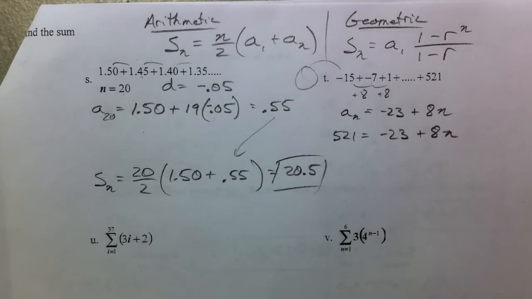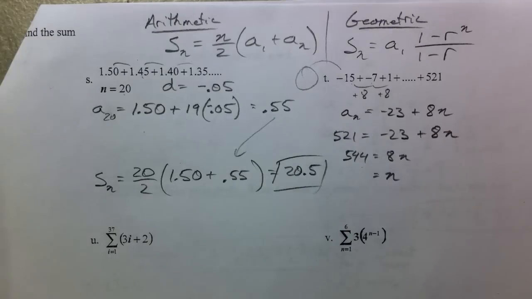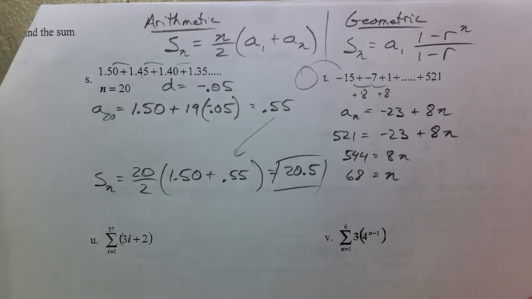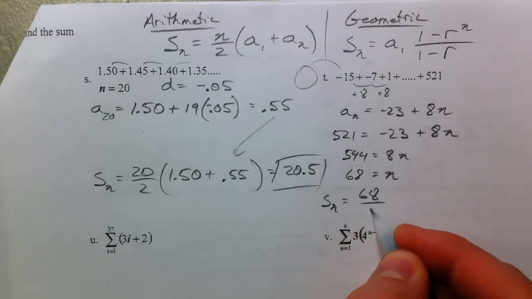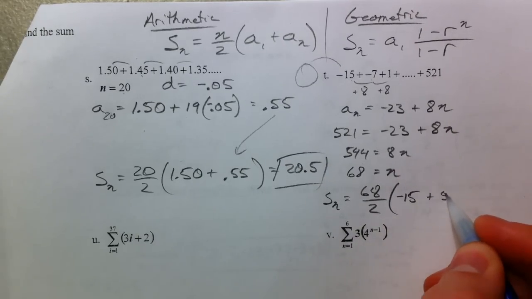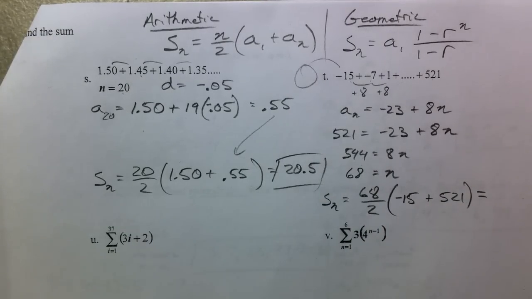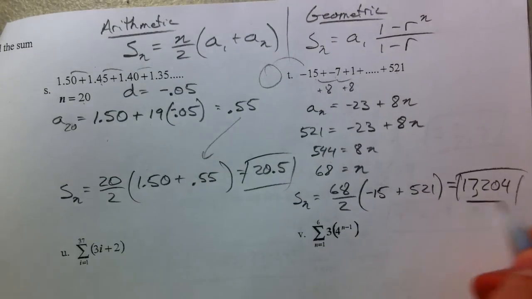So 521 plus 23 divided by 8 is 68. That means we added 8 67 times to get to 521. You're welcome to figure it out that way as well. So the sum is 68 divided by 2, and our first term, negative 15, plus our last term, 521. First and last, number of pairs. 17,204. So that's the sum.